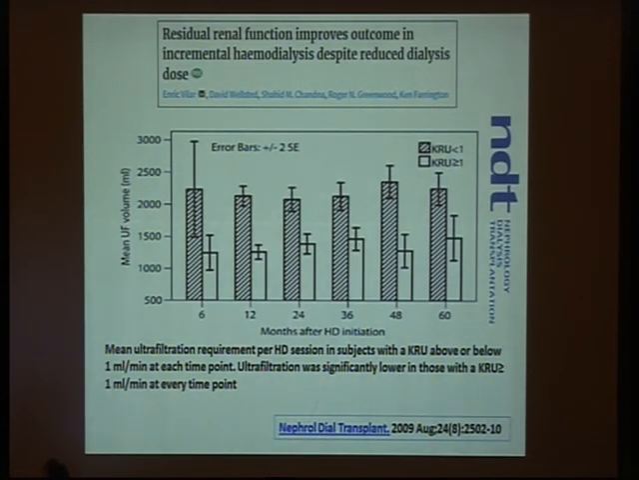And then the volume control. The patients who have higher residual renal function tend to have more urine output, and so less need for ultrafiltration. So here we can see from the white bars, representing patients who have residual renal function, that they have less ultrafiltration volume.